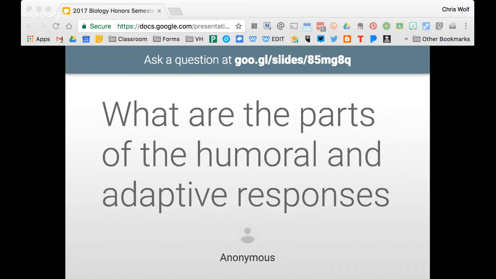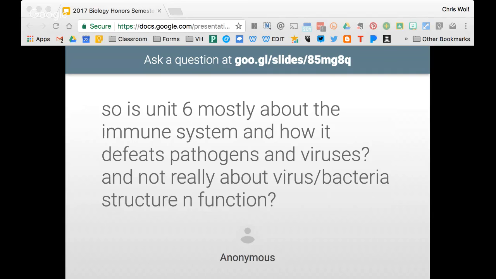So Unit 6 is mostly about the immune system and how it defeats pathogens and viruses. Yes, not really about viruses' structure and function. Yes, the focus is mainly on the immune system. Now, we might ask you questions about a diagram of a virus or a diagram of bacteria, or maybe data from the lab that we did. Like I said, there's going to be no bacteria questions and no virus questions, but stressing yourself out and memorizing all the details about them isn't going to be worth your time because, again, the major focus is on how the immune system attacks them.